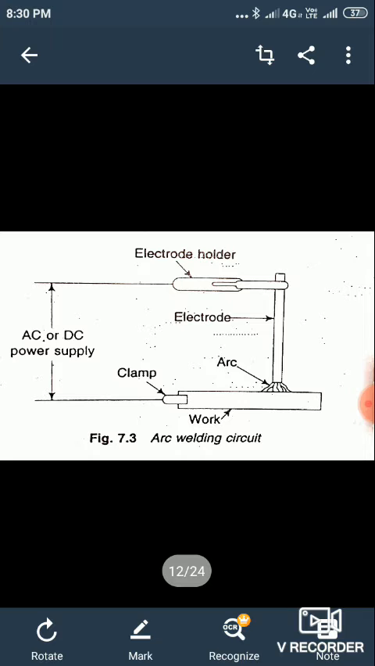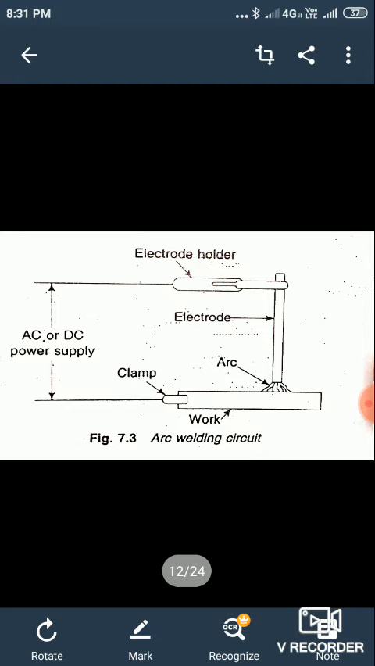In the case of penetration, DCSP produces a deep penetrated narrow weld, whereas DCRP produces a low penetrated wide weld. AC polarity produces a medium penetrated weld. So that is the case for AC or DC power supply.